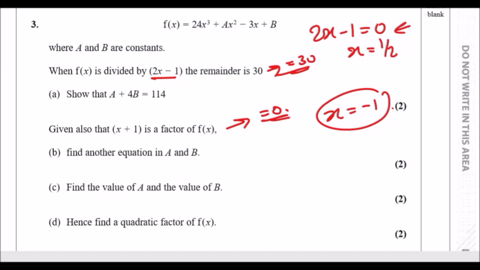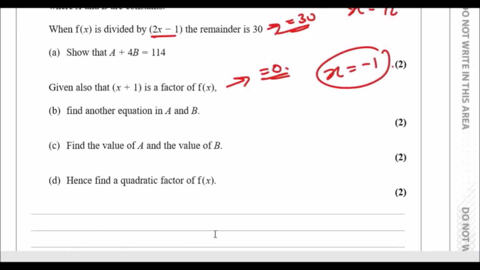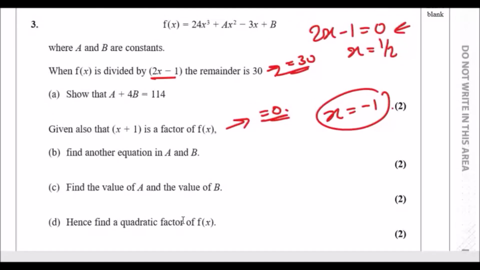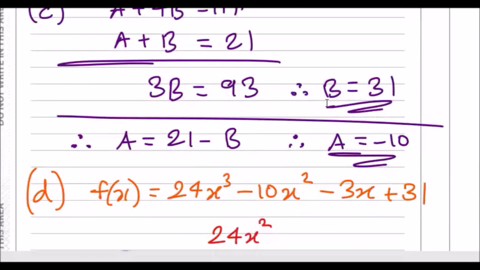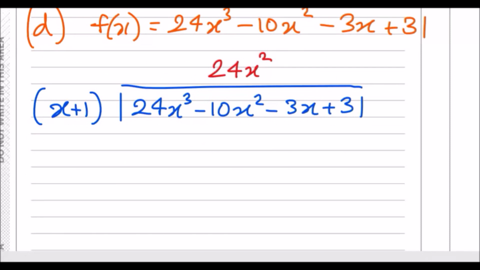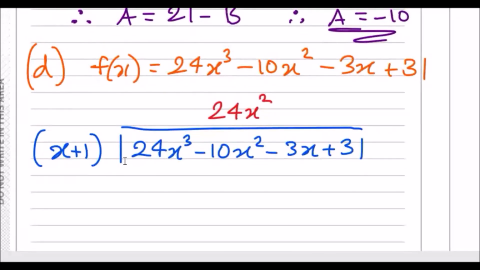Now, D. Hence, find a quadratic factor of f(x). So, if you think about this, the only time we get a quadratic factor from a cubic is if we use long division and we divide it by a known factor like x plus 1. So, this one I didn't solve yet. I was hoping to do this with you guys. So essentially, you just want to divide the cubic by x plus 1 and then find the solution at the top, and that would be your quadratic factor. Now, let's see how we do this.